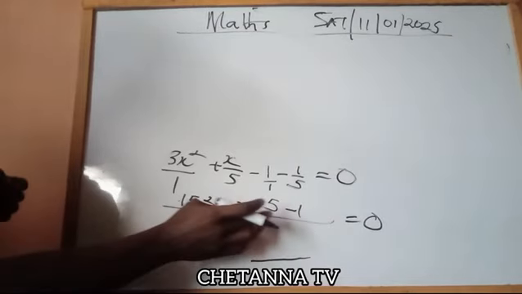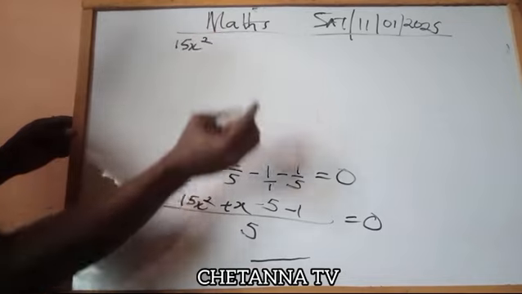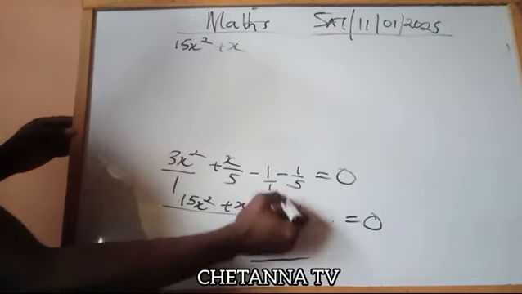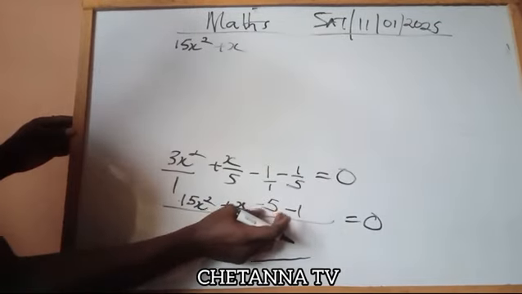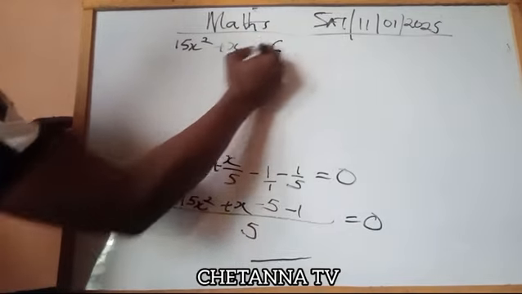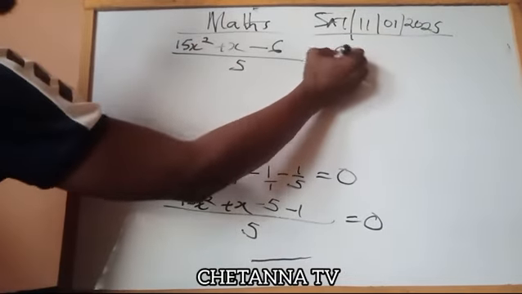Let's simplify here now. So we have 15x squared plus x minus 5 minus 1. That's minus 6. Good. All over 5 is equal to 0.